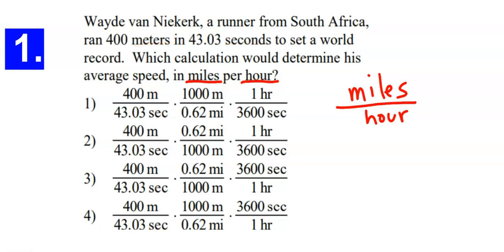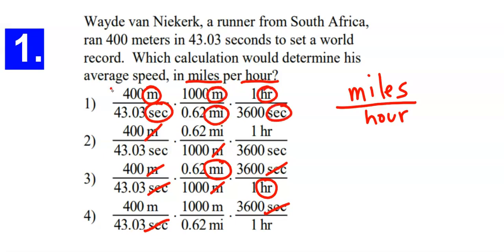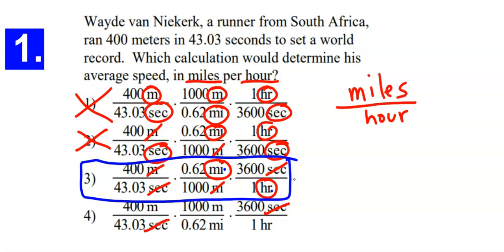What we want to do is look for units in the numerator that cancel with units in the denominator, like this. Units in the denominator do not cancel with other units in the denominator. You'll notice that the only one that has only 2 units left, see this has 1, 2, 3, 4, 5, 6 units left, so it can't be right. This one has 1, 2, 3, 4 units left, so it can't be right. Only this one here has miles per hour remaining.